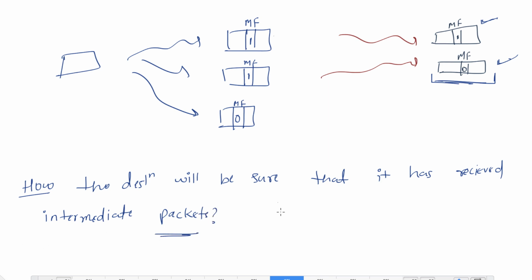So that is done by offset. The offset field tells us that this packet should be followed by how many bytes. So suppose that there is some packet that got fragmented into 3 packets, 1, 2, 3.